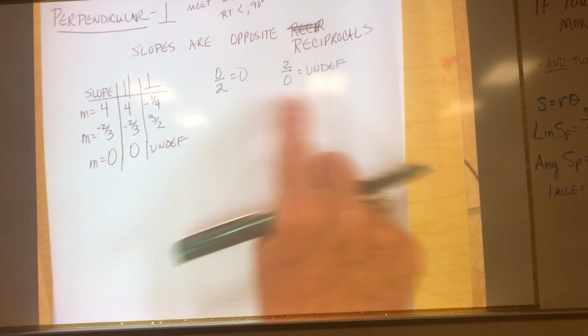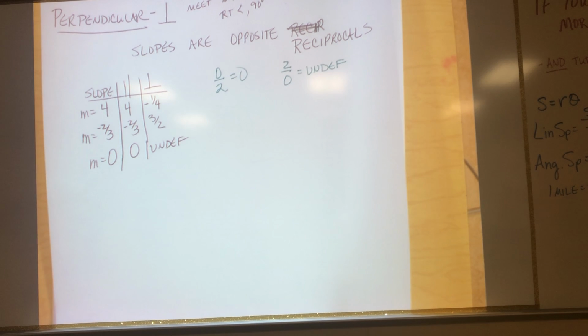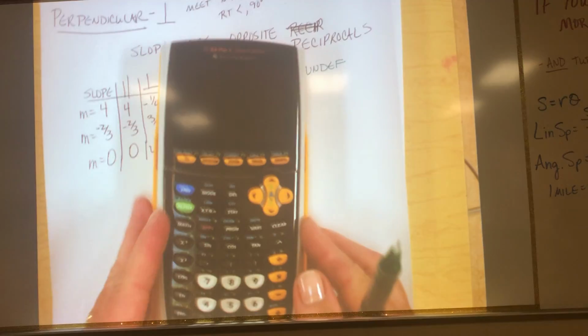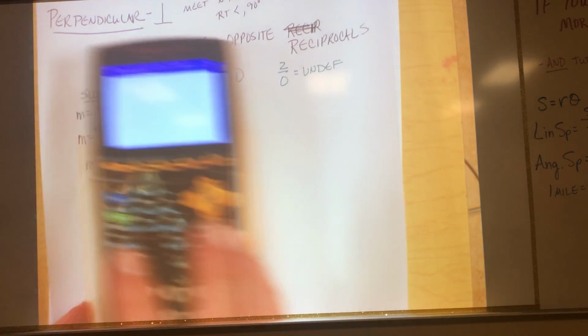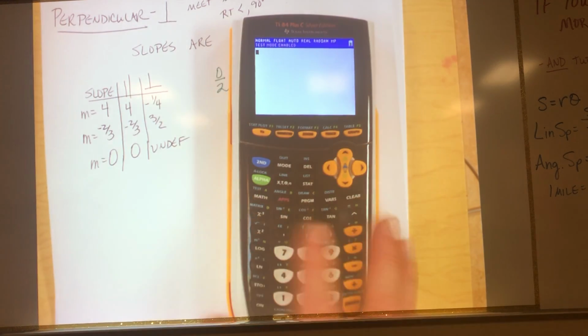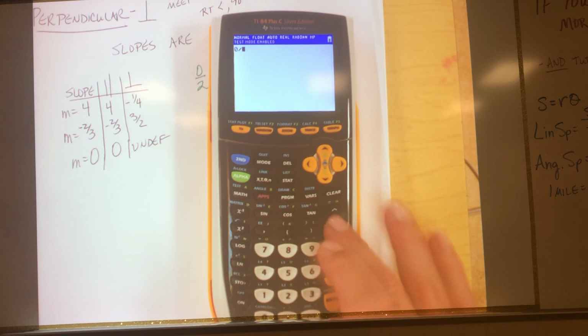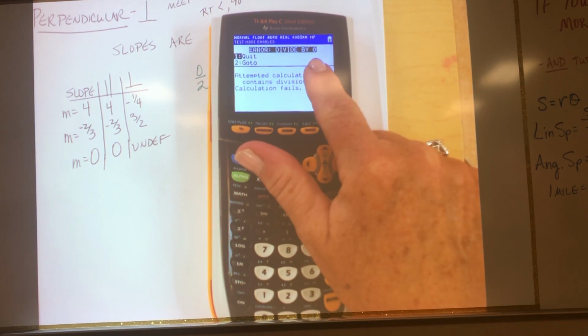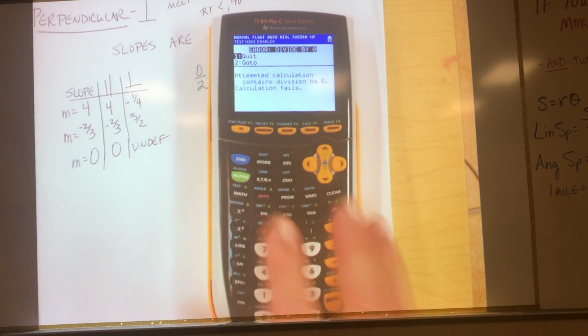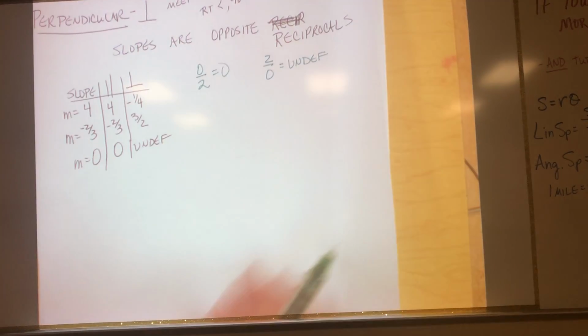If I forget on my test, what do I need to do? Take a deep breath. Use your calculator. People, this is your friend. So your calculator, do you think it knows what 0/2 is? 0/2. Boom. 0. 2/0. Oh, error, division by 0. It's not defined, people. You can't do it.